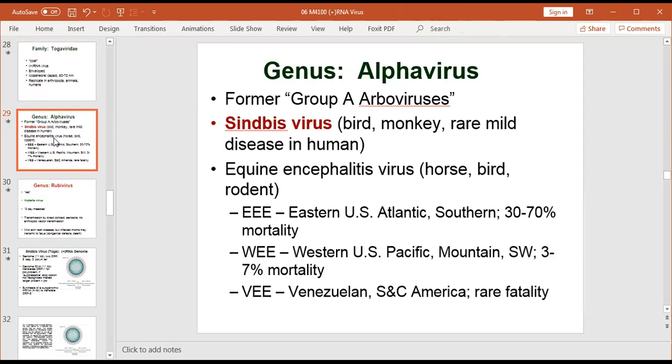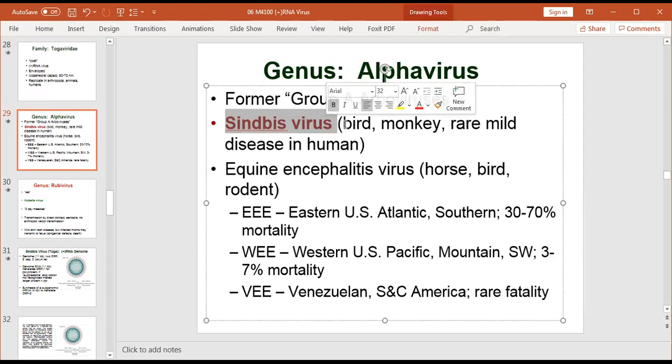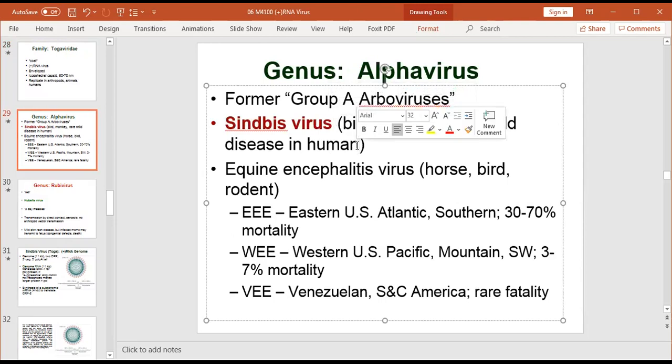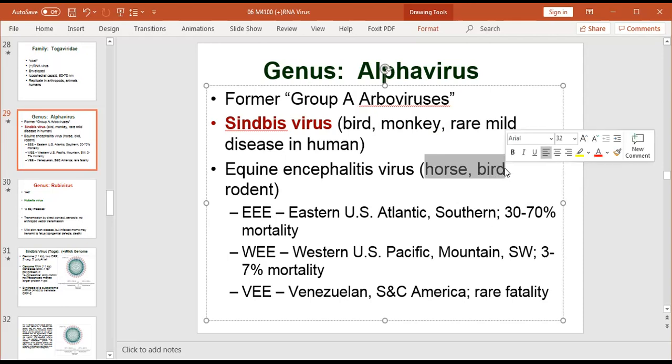formerly called Group A arboviruses. A prime example would be Sindbis virus that uses birds and monkeys as hosts, and rarely it causes mild disease in humans as well. Another virus called equine encephalitis virus uses horses, birds, and rodents as its hosts.